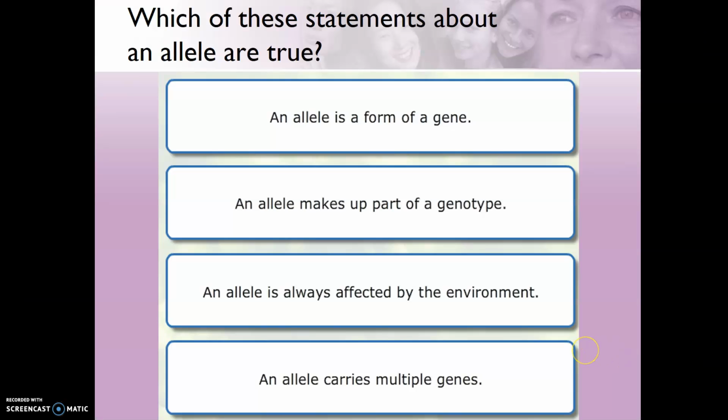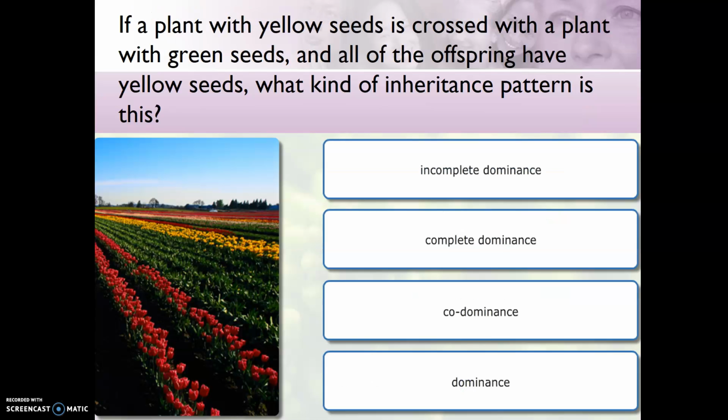All right, let's do a quick review. Which of these statements about an allele is true? Is it an allele is a form of a gene? An allele makes up part of a genotype? An allele is always affected by the environment? Or an allele carries multiple genes? Pause now and make your choice. The answer is an allele is a form of a gene. And an allele makes up part of a genotype.